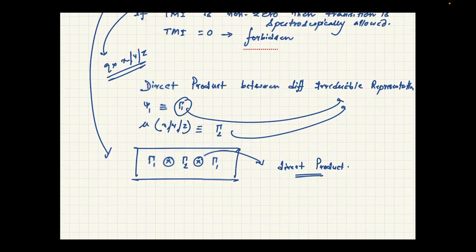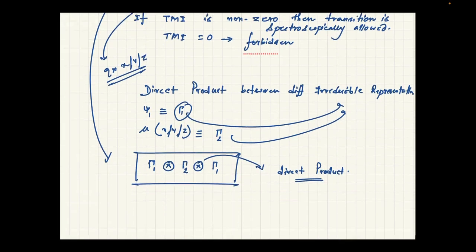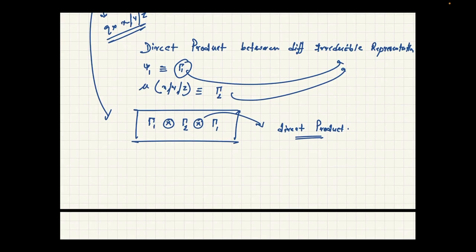Now, how do we find whether a particular transition will be x allowed, or y allowed, or z allowed? That means if you irradiate the molecule with x polarized electromagnetic field, or y polarized, or z polarized electromagnetic field, what would be the fate of that particular transition? To find this, you have to find the TMI corresponding to a transition between, so it will be psi 1, then x, psi 1.